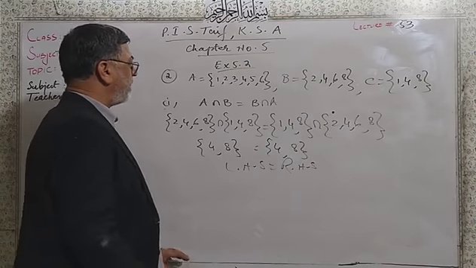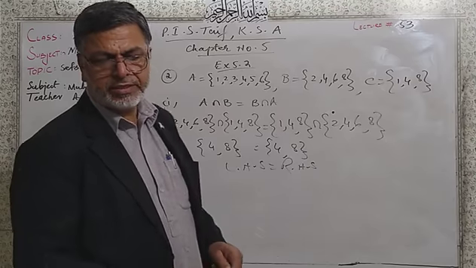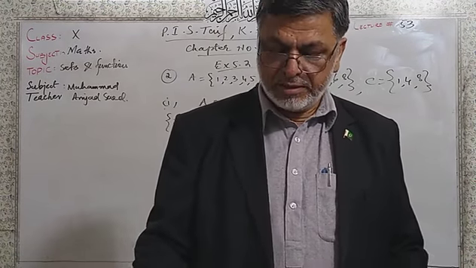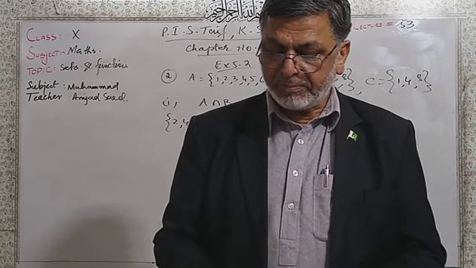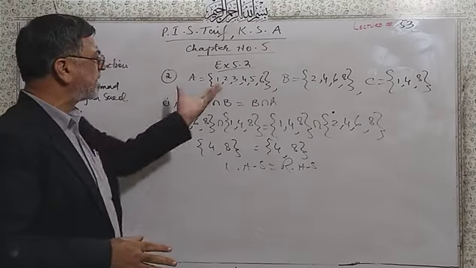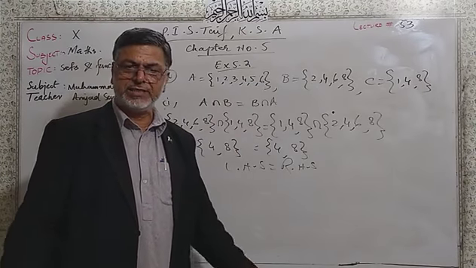So that was your part number 1. I hope that you understood this question, and you can do other part. A union B is equal to B union A. In case of union, you can combine the two sets and get your answer.